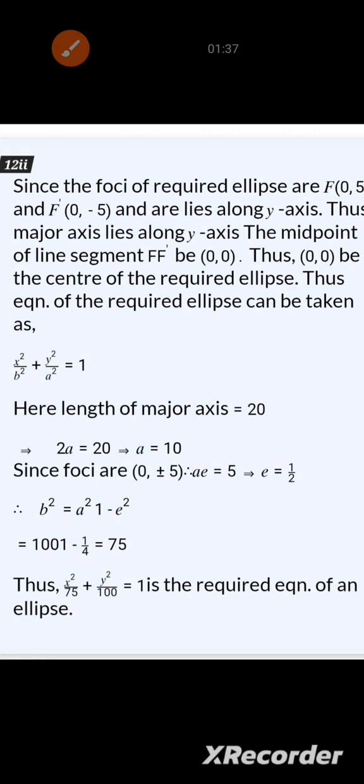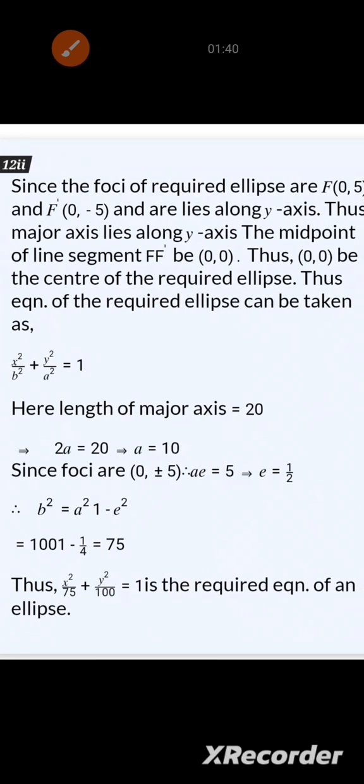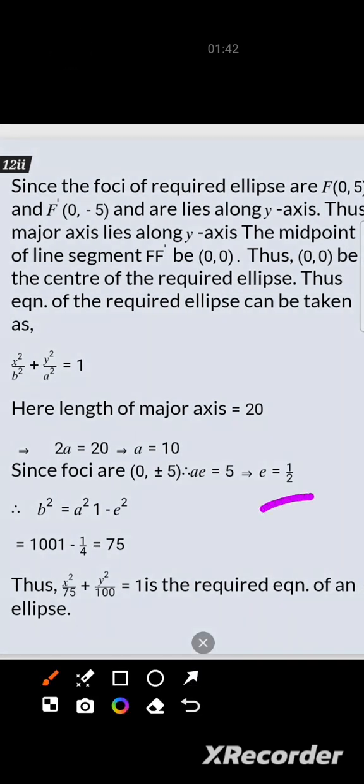Now look at this line, that e is equal to half here. Now b square is equal to a square into bracket 1 minus e square. So by putting the values of a and e, we are getting that the b square value is equal to 75. So substitute in this equation. So the required equation will be x square by 75 plus y square by 100 is equal to 1. That is the required equation of the ellipse.